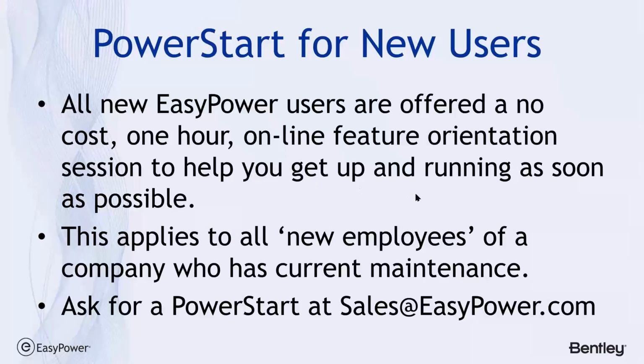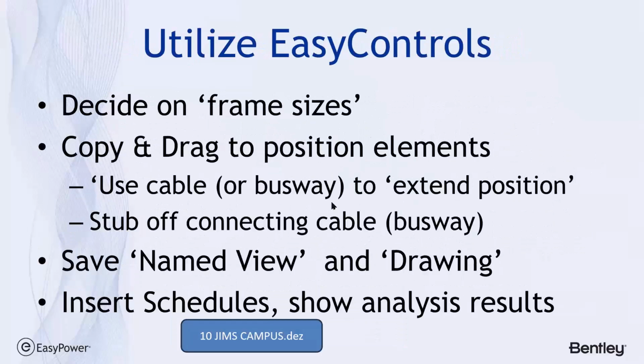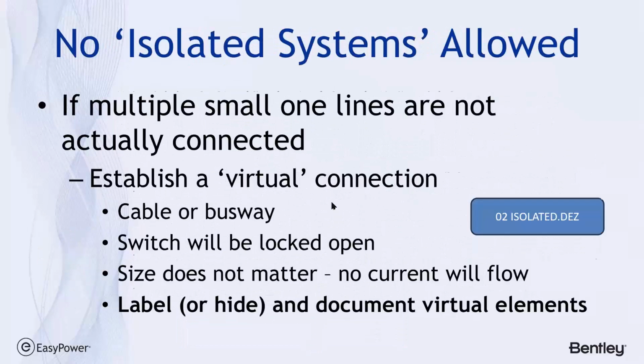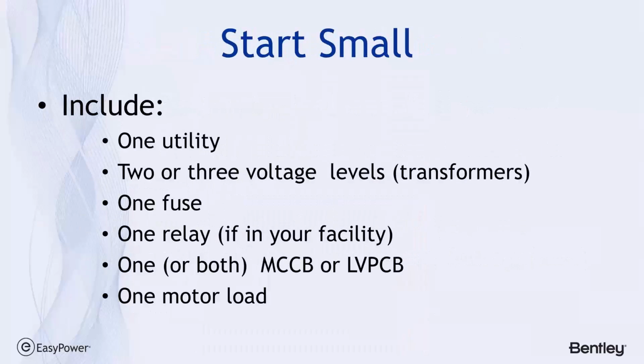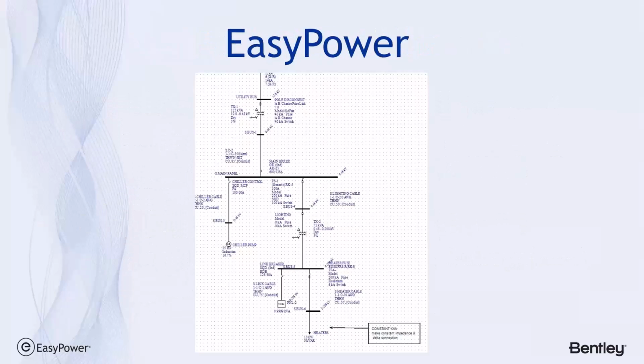So let's see if we got any other questions. The purpose of the virtual connection. Okay. It's a good question. What it amounts to, and you don't know it until you run into it, is that if you have two buildings that are isolated systems, but you want them on the same one line, the tool will not let you do that.